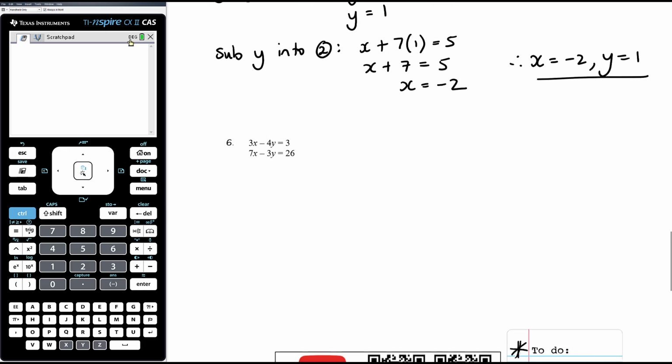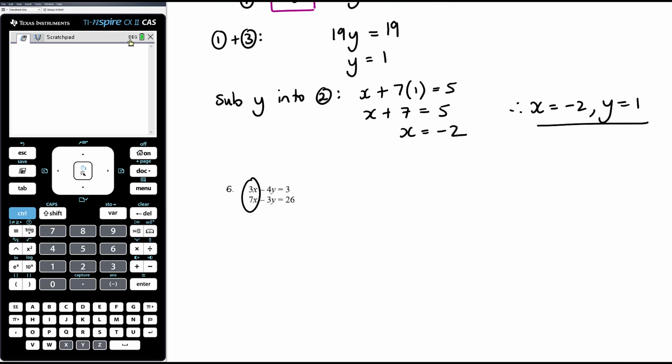Alright, last example here, example 6. We haven't got the same term in either equation, so we're going to need to create it. Now, we could make the x terms the same by multiplying the first equation by 7 and the second equation by 3, which would make them both 21x. And obviously we'd have to change everything else. Our other alternative is to make the y terms the same by multiplying the top equation by 3 and the bottom equation by 4, which would make them both 12y, and then we could eliminate. Now I would rather multiply by 3 and 4 than 3 and 7 because it will keep all the numbers a bit smaller.